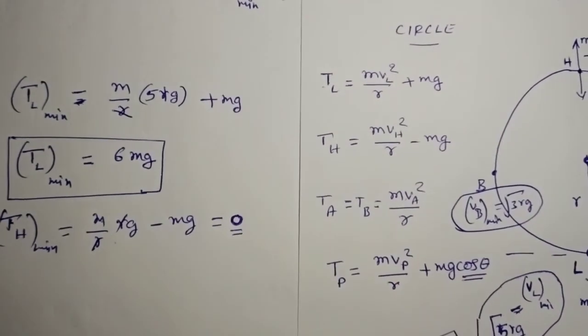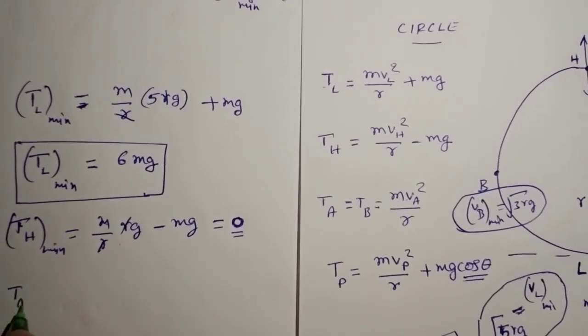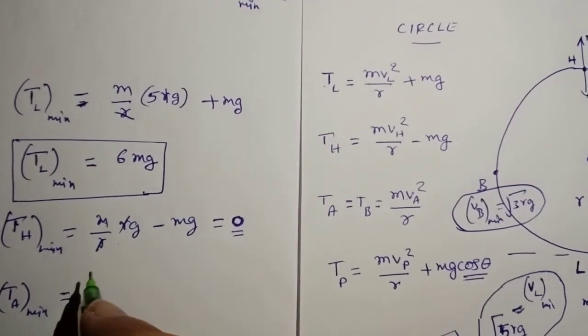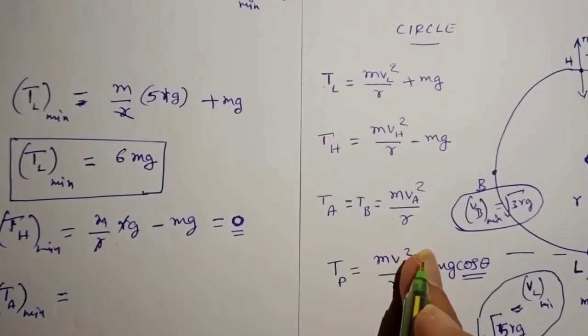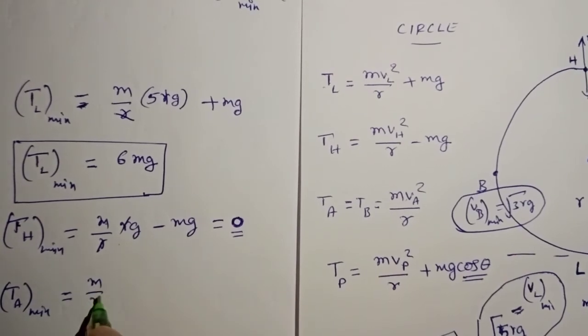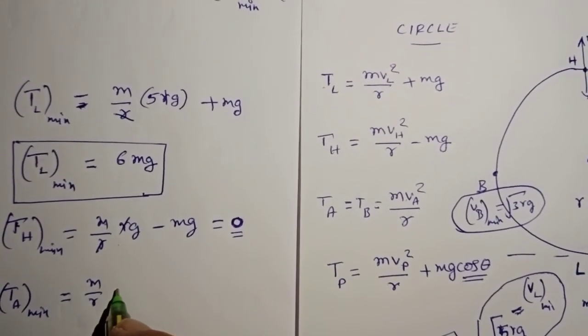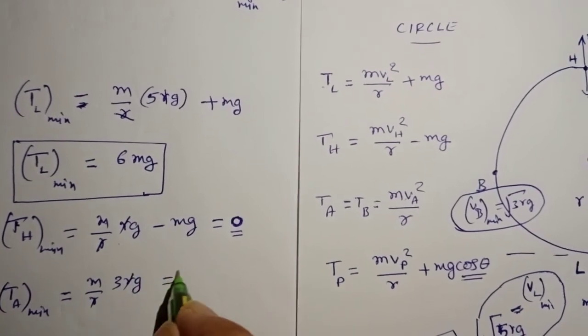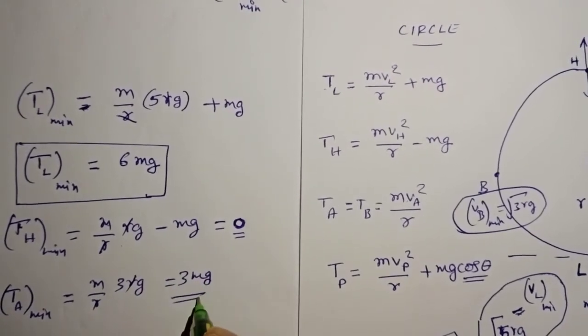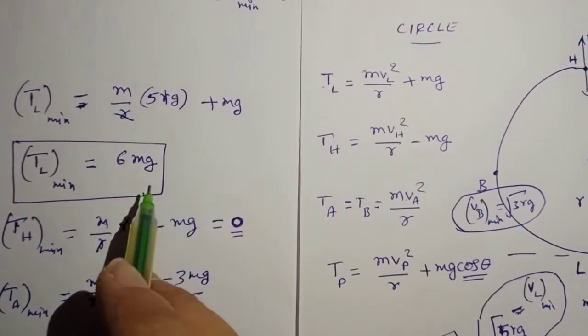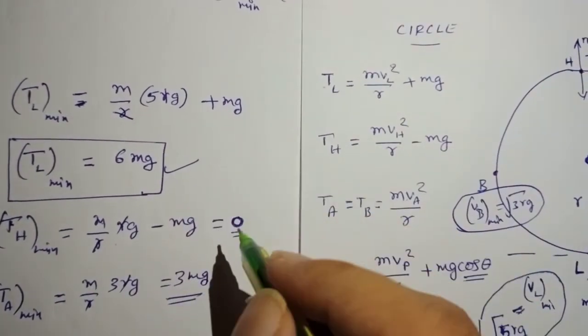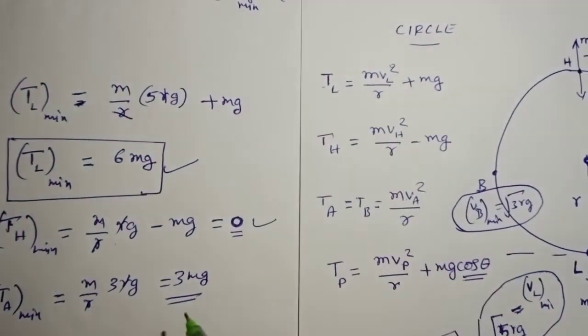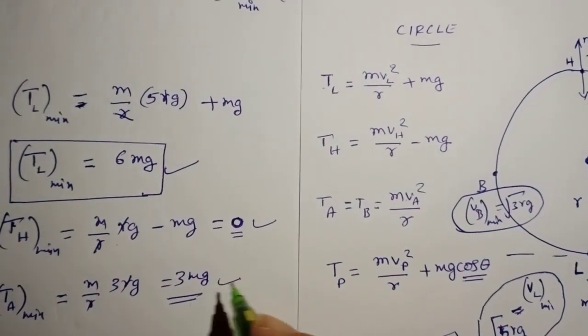And what is the minimum tension at point A and point B? Minimum tension at point A or point B is equal to MVA square by R. So M by R into VA minimum, which is square root of 3RG whole square, is 3RG. R gets cancelled, it is 3mg. So the minimum tension at the lowest point is 6mg. Minimum tension at the highest point is 0. Minimum tension at point A and point B is equal to 3mg.